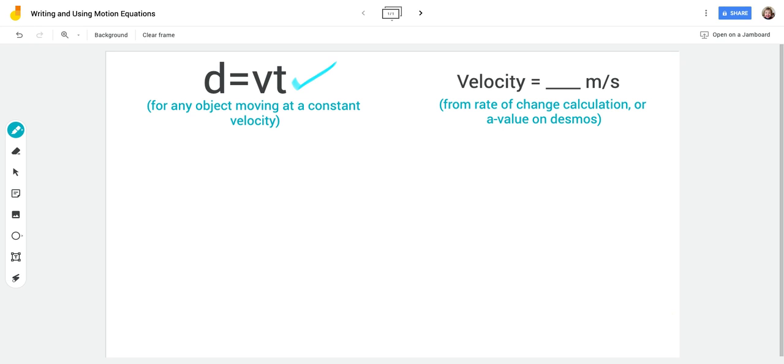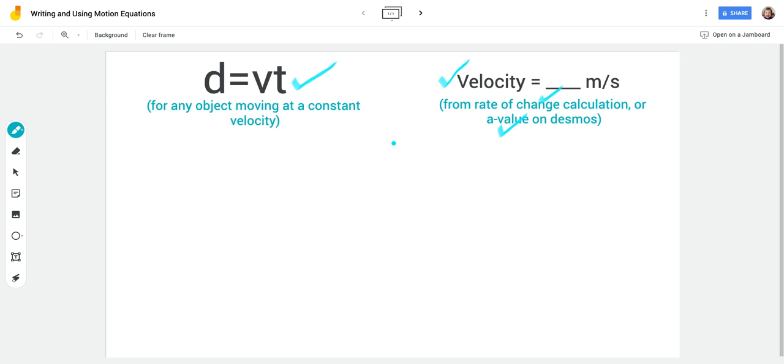So for any object in the universe, if its speed's not changing, it can be modeled using d equals vt. Now, you have also learned to calculate a rate of change or to graph a set of data on Desmos and get an A value. Both of those things, the rate of change calculation and the A value in Desmos, give you a velocity, how fast the object is moving in a specific direction, if direction is indicated.